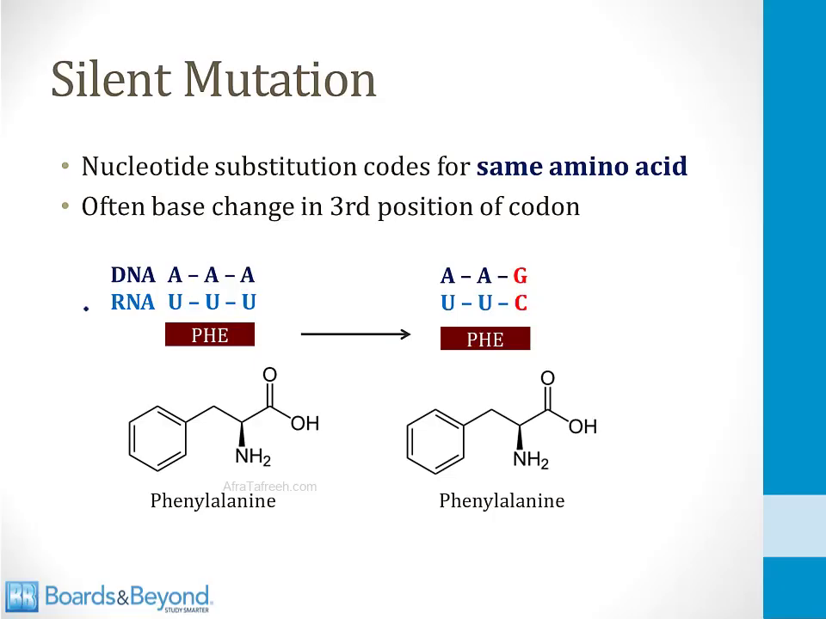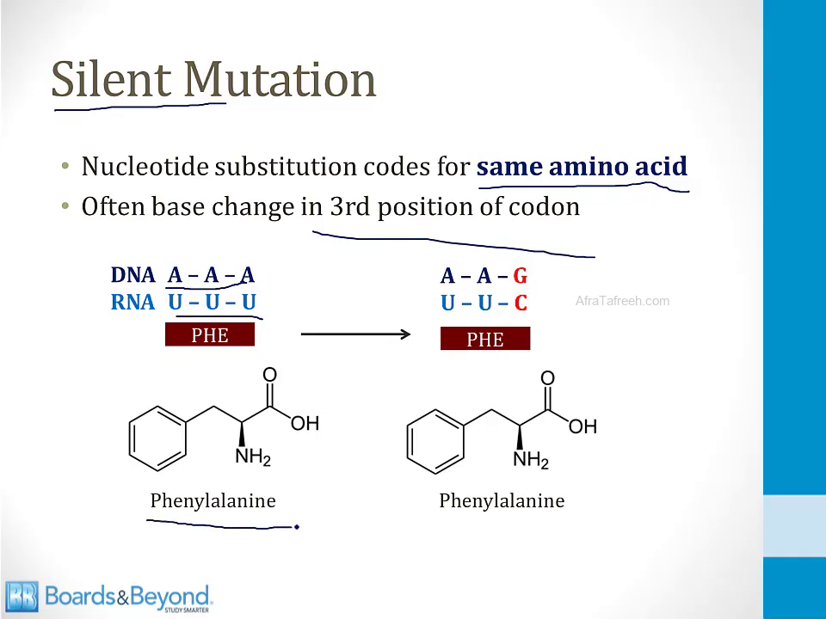We can classify point mutations in a number of different ways. One way is as a silent point mutation. This happens when the nucleotide substitution codes for the same amino acid. This is what we were just talking about in the last slide. Because of wobble, this often happens when there's a base change in the third position of a codon. So, for example, if your DNA had AAA, this would create a piece of mRNA that was UUU, which codes for the amino acid phenylalanine.